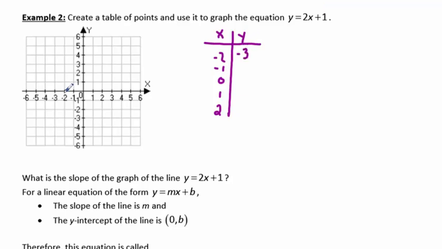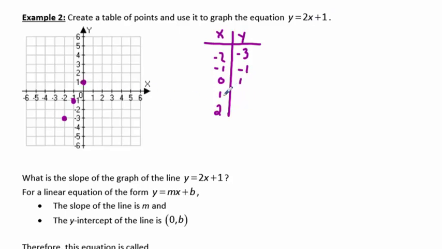So I can graph the ordered pair -2, -3. If I choose -1 for x, the y value is going to be -2 times -1 is -2, plus 1 is -1. So we can graph the ordered pair -1, -1. If I choose 0 for x, 2 times 0 is 0, plus 1 is 1. So we'll have the ordered pair 0, 1.